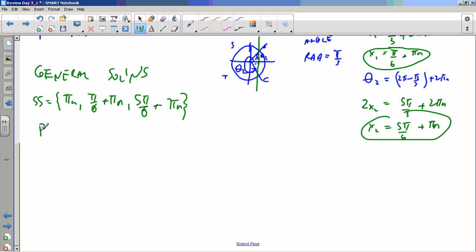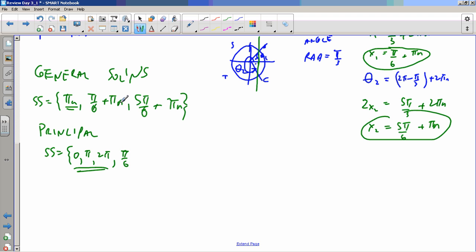And then the principal solutions. Remember the idea is we just go through and pick out values of n until it gets bigger than 2 pi. So the solutions on the first spin, while n could be 0, 1, or 2 on that first solution, that goes with these ones here. And then here I've got pi over 6.